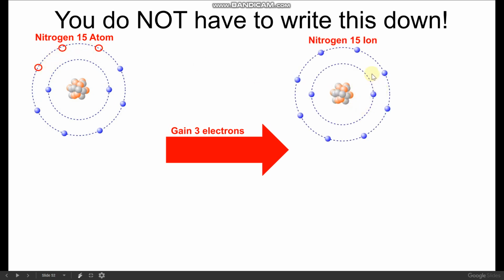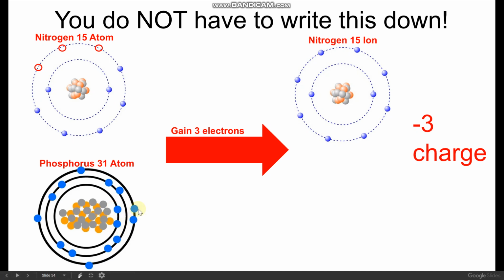And we'll redraw the ion over here. 1, 2, 3, 4, 5, 6, 7, 8. Because it gained 3 electrons, it will have a -3 charge. And then it'll be the same thing for the phosphorus atom. So I'll go through that real quick.